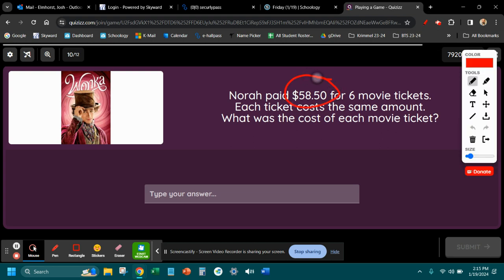We're going to take the total cost and divide by 6 to find how much does it cost for each ticket. $58.50 divided by 6.